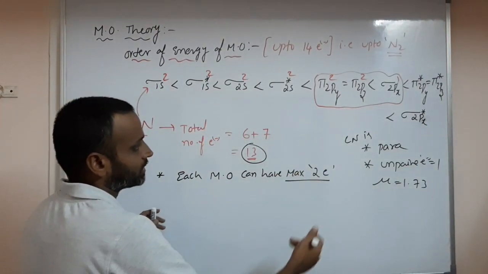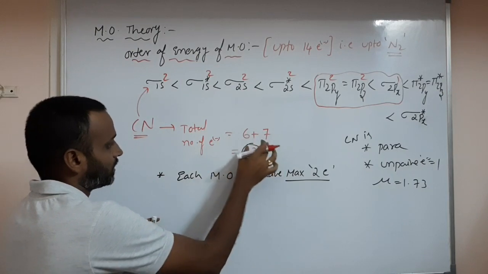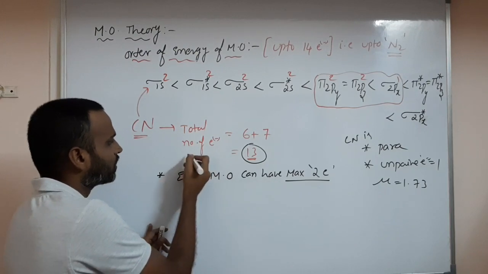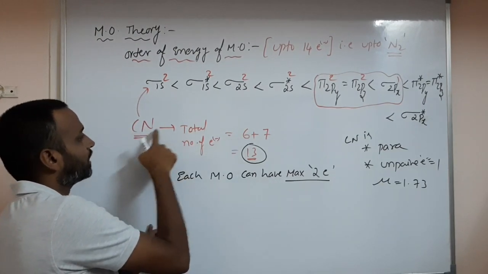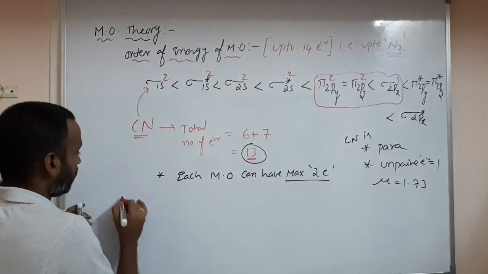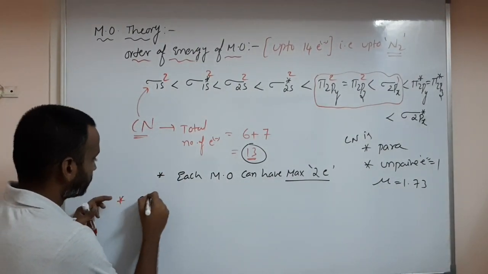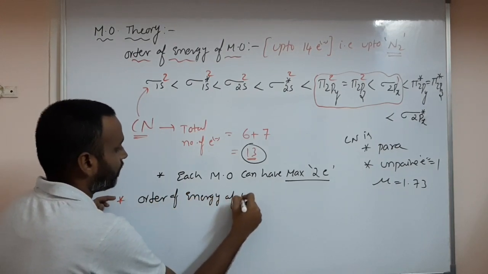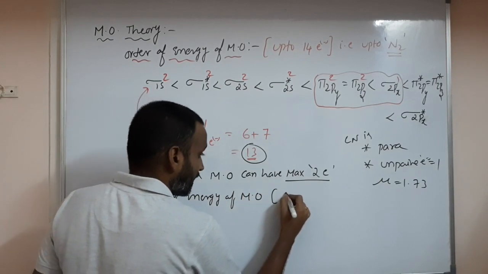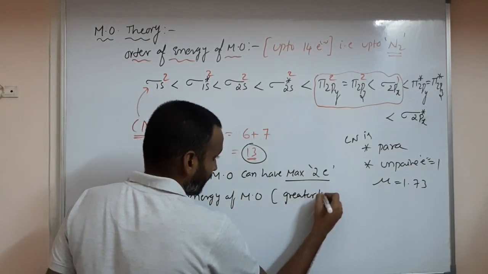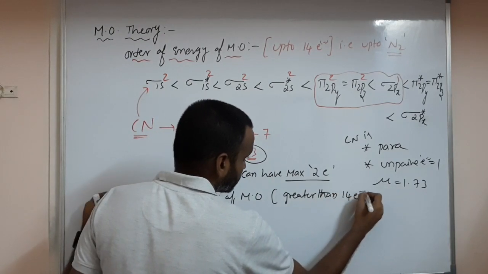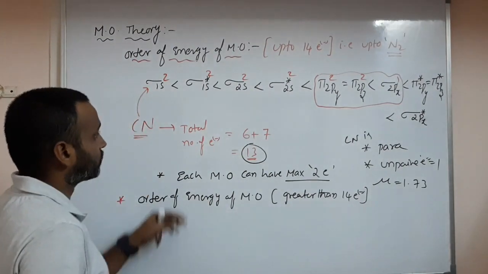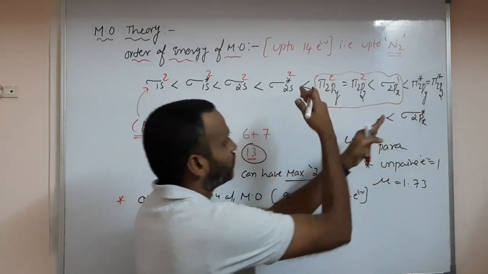Unpaired electrons, as I said, if you know the total number of electrons, not valence electrons. Total number of electrons means what? Sum of the atomic numbers. Carbon 6, nitrogen 7, like that. Now, what is the order of energy of molecular orbitals for greater than 14 electrons? Even for 14 you have to follow this. Greater than 14 electrons, what do you have to do? Same as it is, copy paste, but these two you have to reverse.